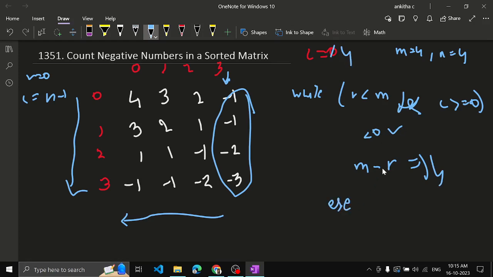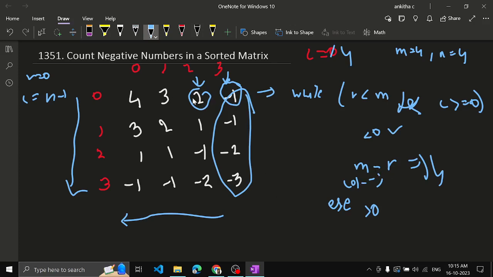Else, what if the element is greater than 0? Then you do column minus minus. Why column minus minus? We have to move to this column now and check whether the element at this position is negative or not. Is it negative? No. If this is not negative, that means in the first row that's all. When the element is negative, all the rows in this column will be negative, so you do m minus r.